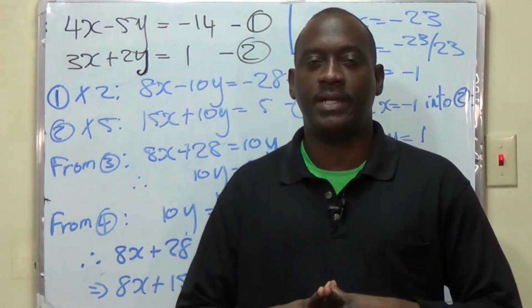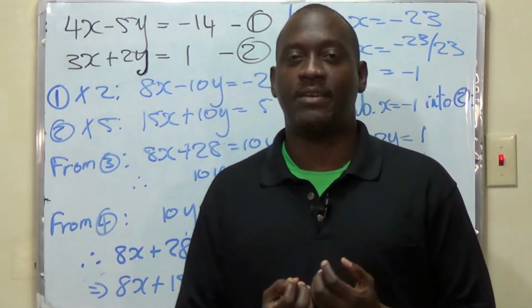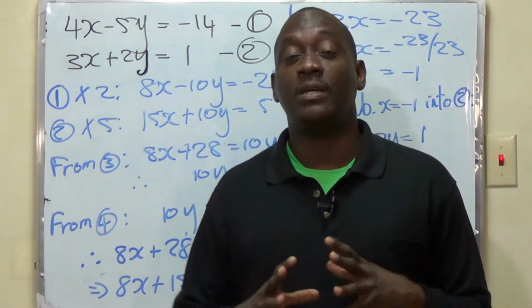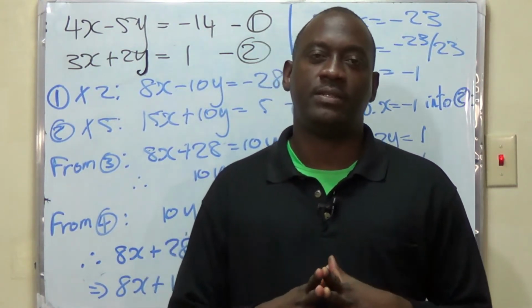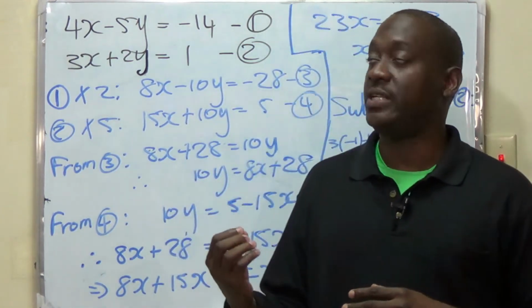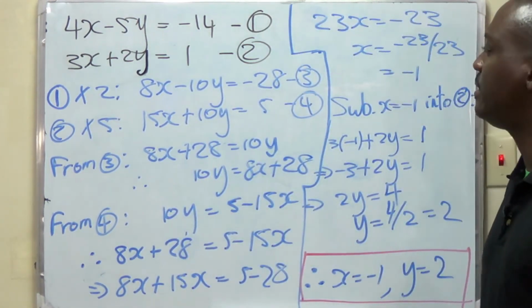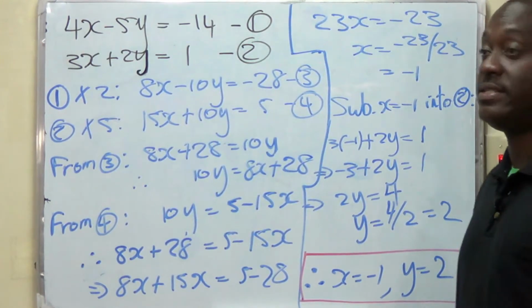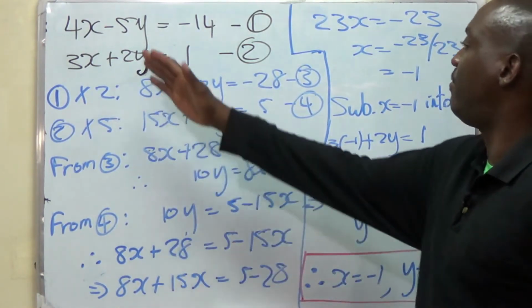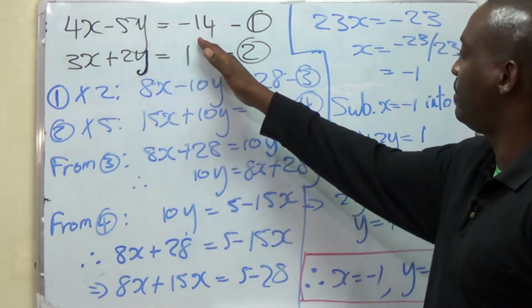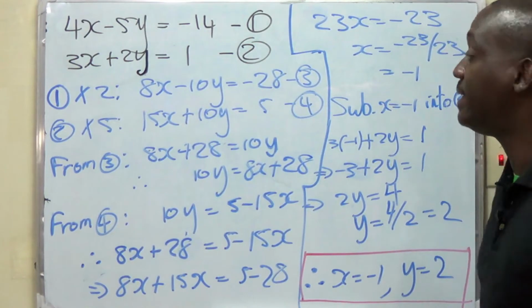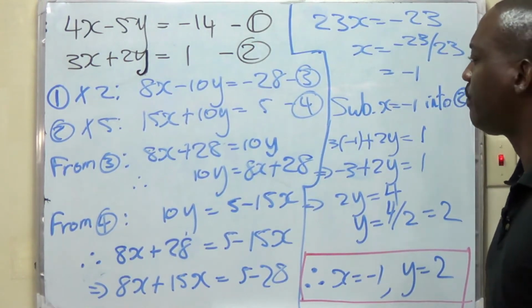Alright, ladies and gentlemen, welcome to the fourth and final video in this series where we're dealing specifically with simultaneous equations. In video 3 we introduced a new pair of simultaneous equations. We're going to be working with the same pair here in video 4. So we have 4x minus 5y is equal to minus 14, that's equation 1. 3x plus 2y is equal to 1, that is equation 2.